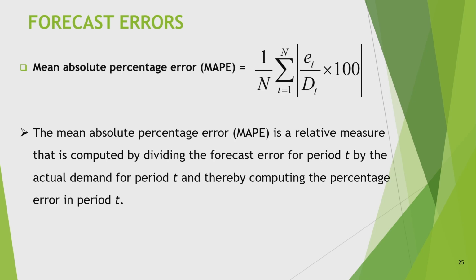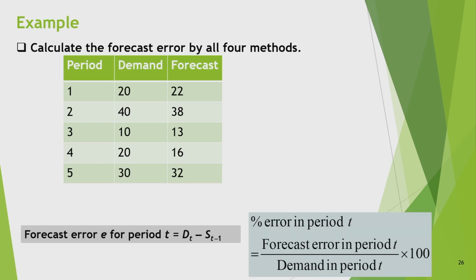Then mean absolute percentage error, that is E(t) divided by d(t) into 100, for t equal to 1 to n. The mean absolute percentage error, MAPE, is a relative measure that is computed by dividing the forecast error for period t by the actual demand for period t and thereby computing the percentage error in period t. Now suppose I give an example where this data is there: for 5 periods we know the demand and the corresponding forecast. Demand is 20, forecast is 22, demand is 40, forecast is 38, like that.